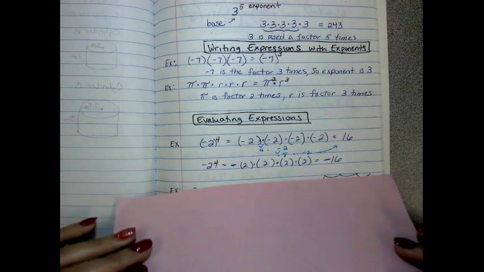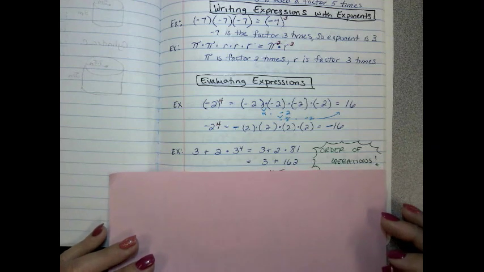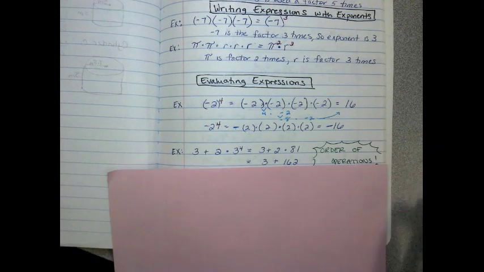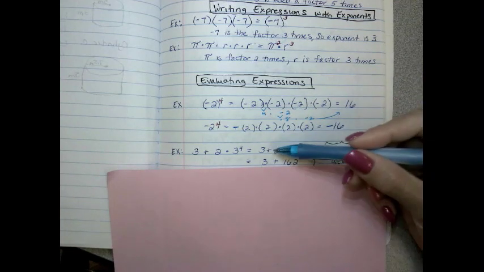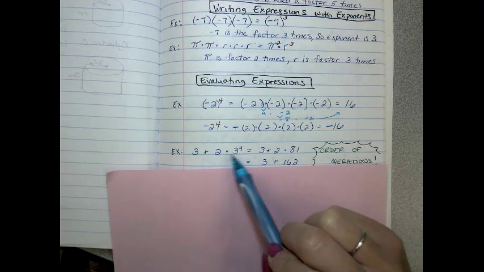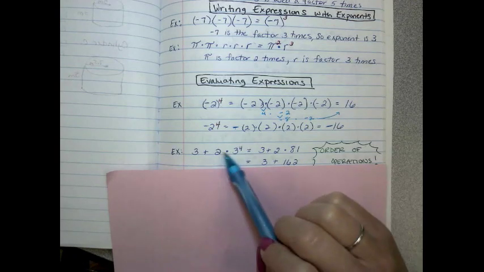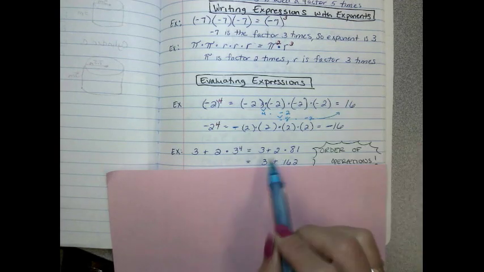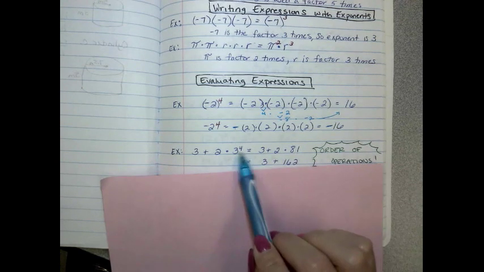It's important when you're evaluating expressions that you're very cautious about your order of operations. Let's take a look at this next example. 3 plus 2 times 3 to the 4th. Now, I've already expanded into the next part of this example. 3 plus 2 times 3 to the 4th. Order of operations tells me that I need to do this exponent before I do addition or multiplication. So I've simplified this to 3 plus 2 times 81, because 3 to the 4th is 81.